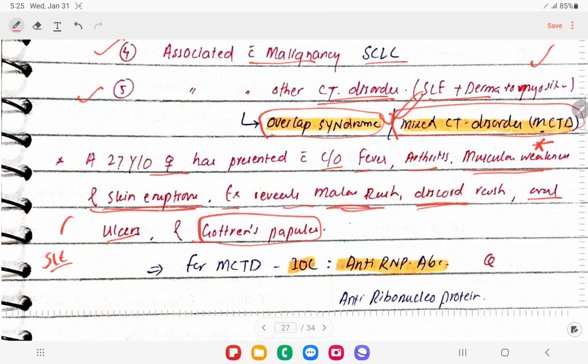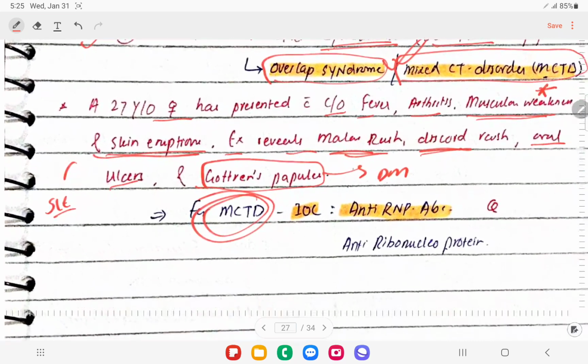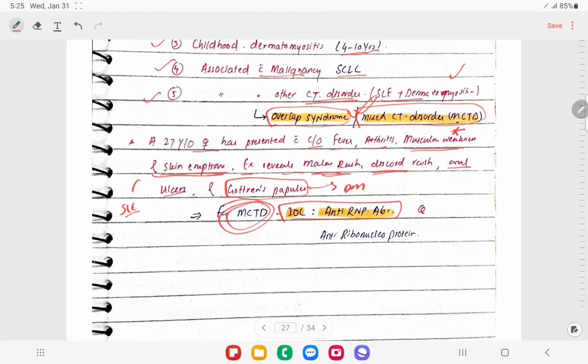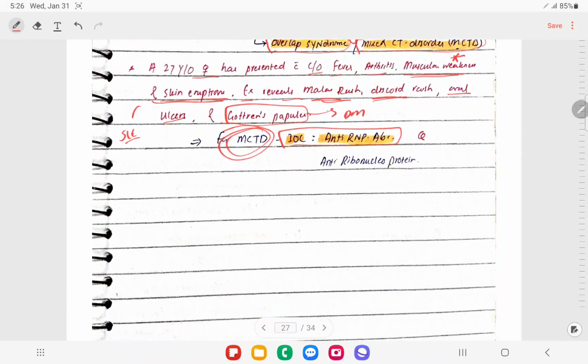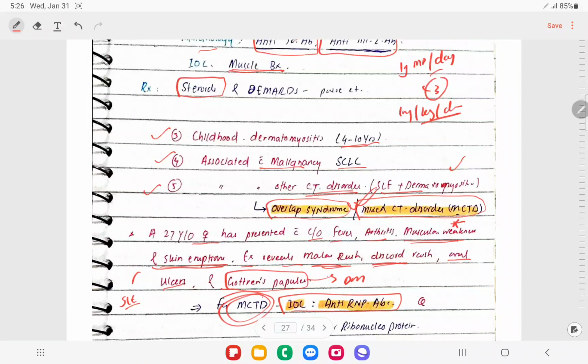And along with that, the patient is having Gottron papules. The Gottron papule is a hallmark feature of dermatomyositis. So this is a case of mixed connective tissue disorder. For mixed connective tissue disorder or overlap syndrome, the investigation of choice is anti-RNP antibodies, right? All right, so that's all about dermatomyositis and polymyositis, including inclusion body myositis. We're going to discuss this in dermatology again, right? So that's all for today.